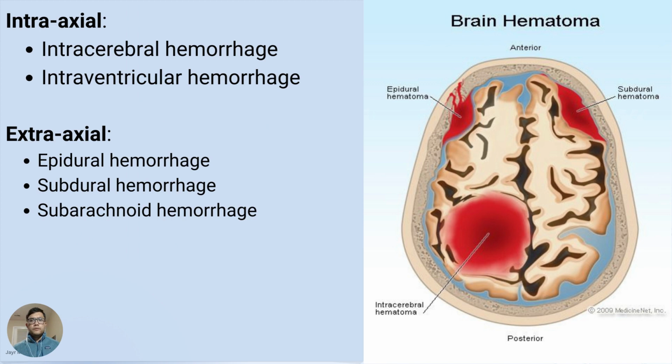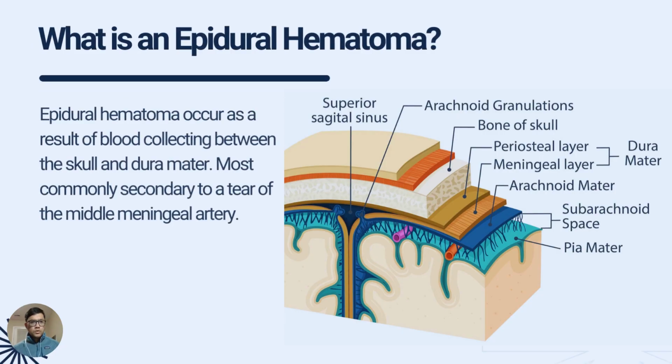Intracranial hemorrhage can be divided broadly into intraaxial, which is hemorrhage occurring within the brain tissue, such as intracerebral hemorrhage and intraventricular hemorrhage, and extraaxial, which is the bleeding that occurs within the skull but outside the brain tissue. These are epidural hemorrhage, subdural, and subarachnoid hemorrhage. So, what is an epidural hematoma?